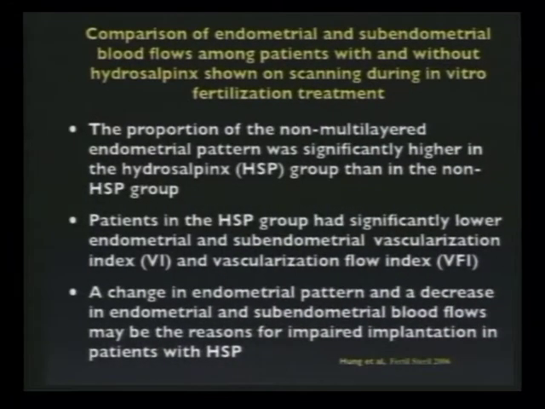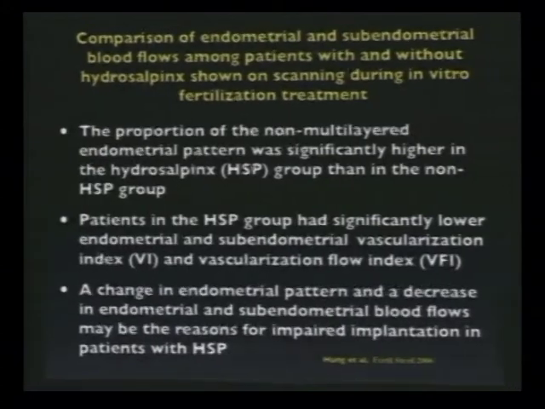Let's move on. Since we are dealing with an infertility Congress, Hung et al. compared the endometrial and subendometrial blood flow among patients with and without hydrosalpinx, shown on scanning before IVF treatment. They found that the proportion of non-multilayered endometrial pattern was significantly higher in the hydrosalpinx group than in the non-hydrosalpinx group, and patients with hydrosalpinx had significantly lower endometrial and subendometrial vascularization index and vascularization flow index.